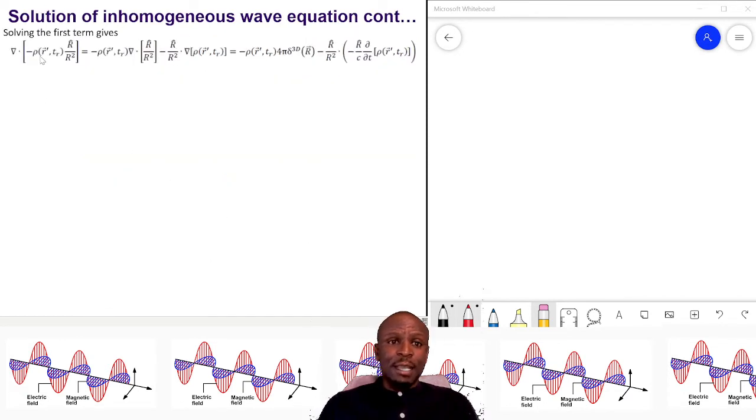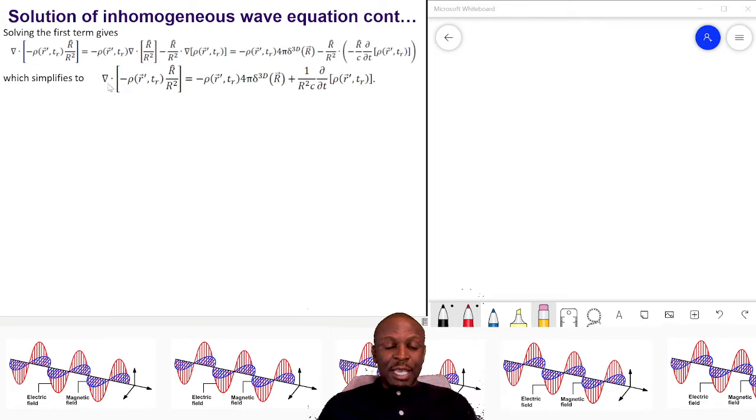Now, in that case, let me solve the first term first. I am using the product rule here. I leave the charge density, I differentiate this, and then I leave this term, and I differentiate the charge density. But we already know what the result is for this. This can be given from the result of the vector algebra. It can be written in terms of the 4 pi, the Dirac delta function, and that is just given by that.